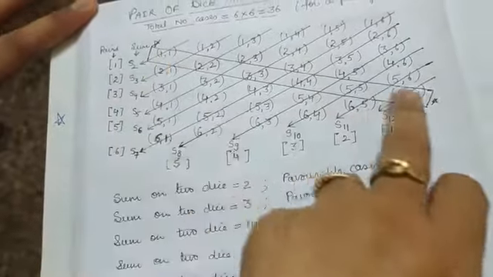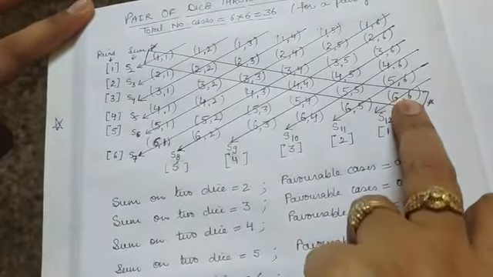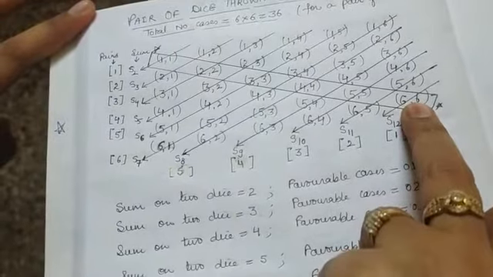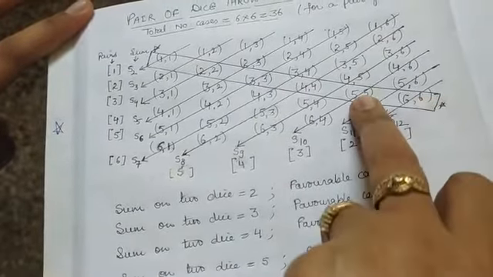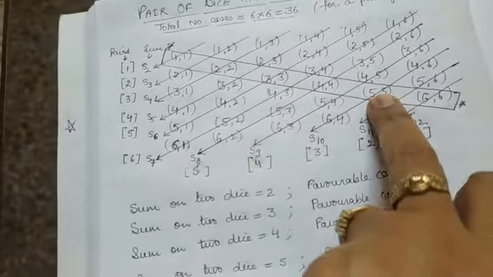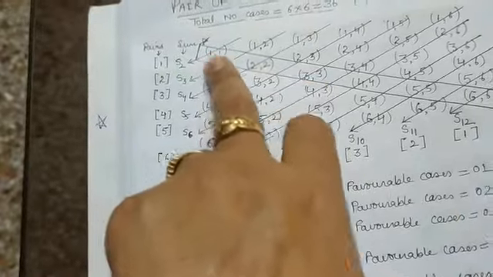See what this diagonal is showing you? It is showing doublets. Doublets means when the two dice show the same numbered face up. This is 6 face on both dice, 5 face on both dice, 4 face, 3 face, 2 face, and 1 face. This is known as doublets.